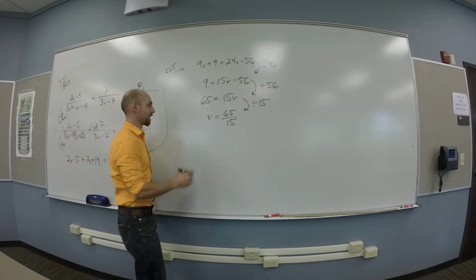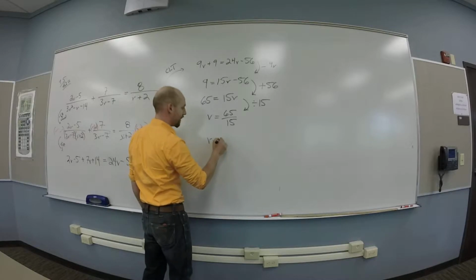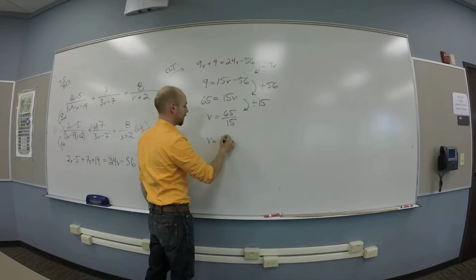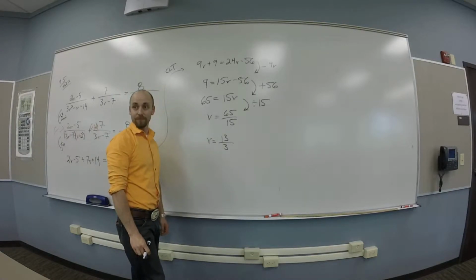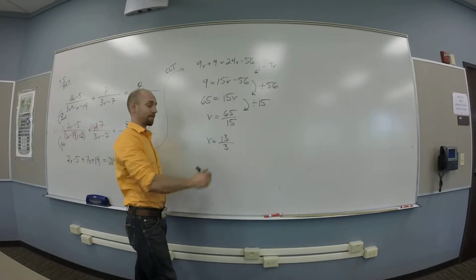Yeah, 13 over. Take out a 5, I think. Yeah. So you're going to get v is 13 thirds. Yeah. That's what the book said.